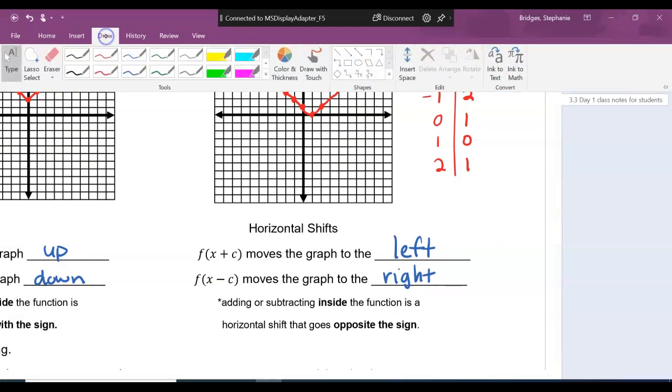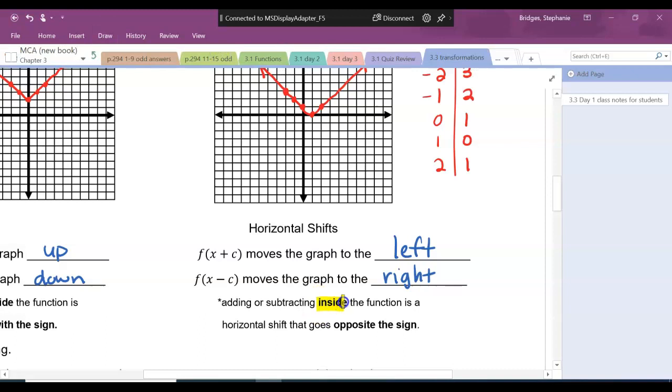And this is where we need to pay attention. When we do it inside of the function, you're going to go the opposite of the sign. If it is a plus, you're going to go to the left. If it is a minus, you're going to go to the right. Anybody have any questions so far?